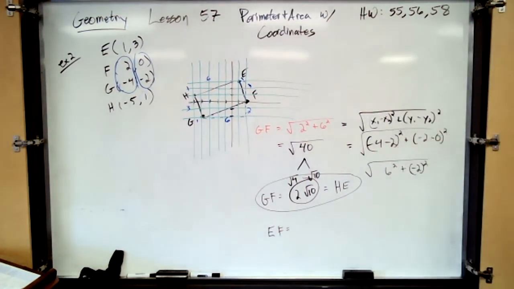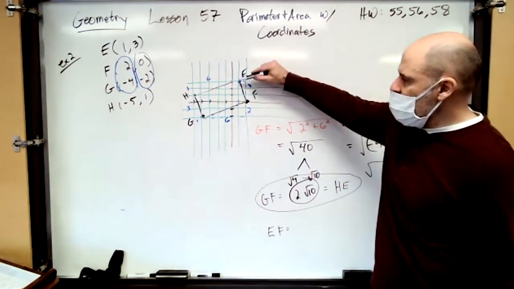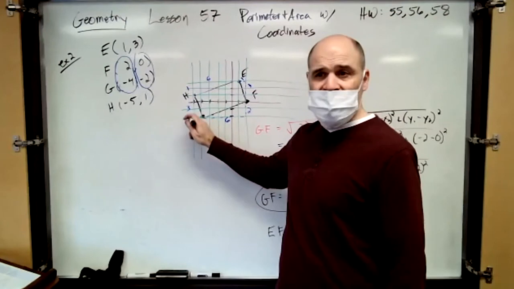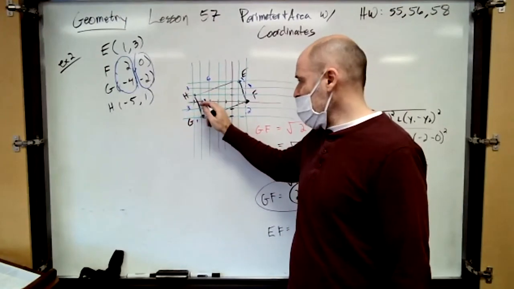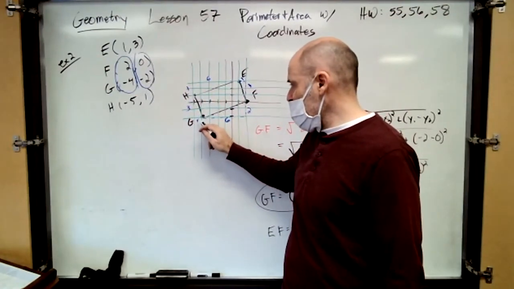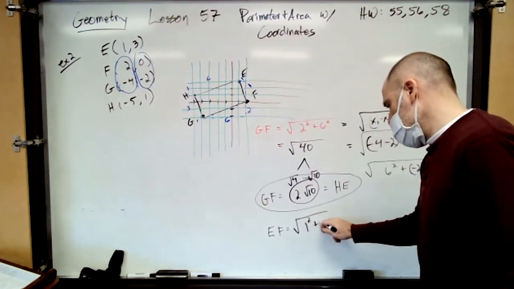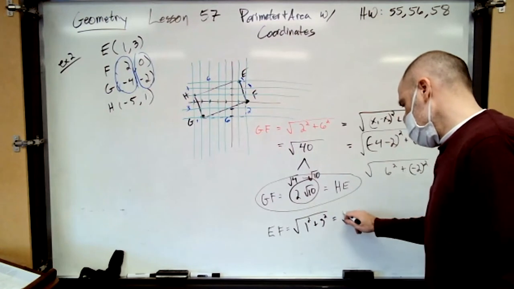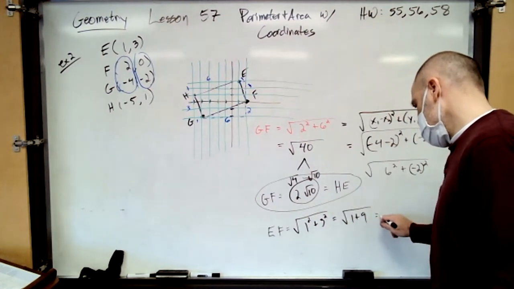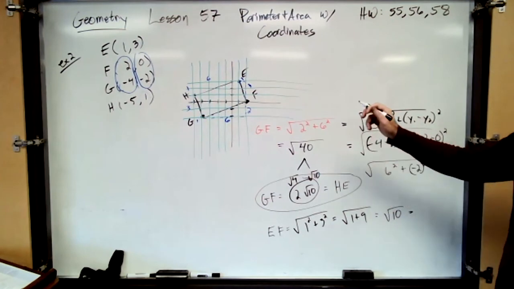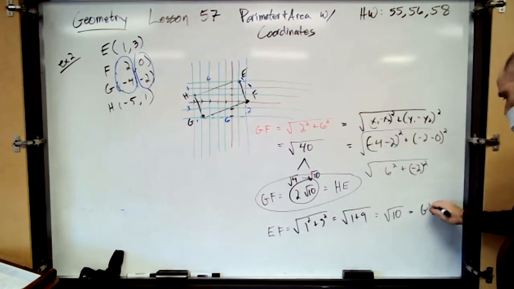Radical 10 is right. Yep. So do you see EH here, or GH? Do you see the right triangle? To find the third side, it's the square root of this squared plus this squared. So that's the square root of 1 squared plus 3 squared, which is the square root of 1 plus 9, which is the square root of 10, which also equals GH.